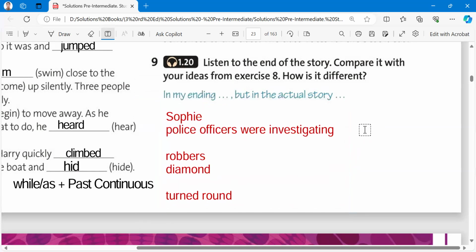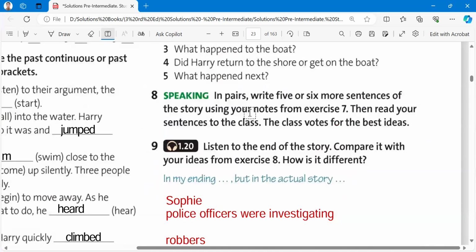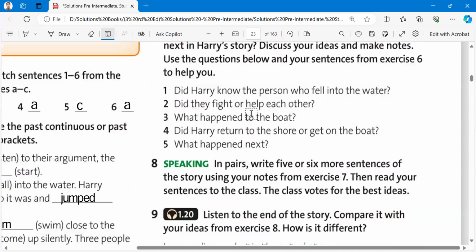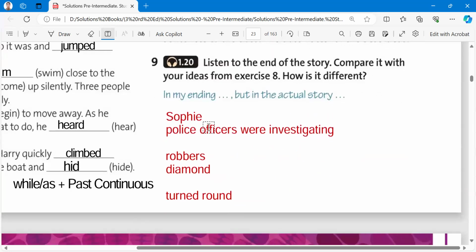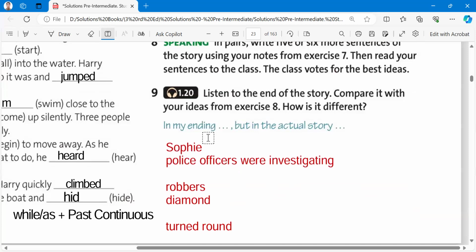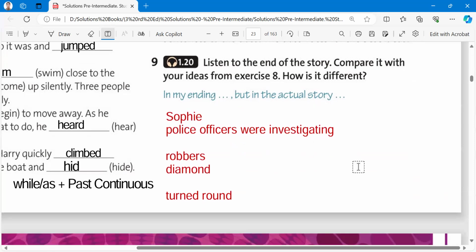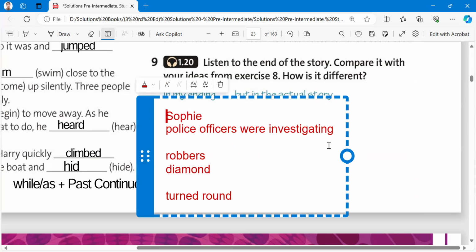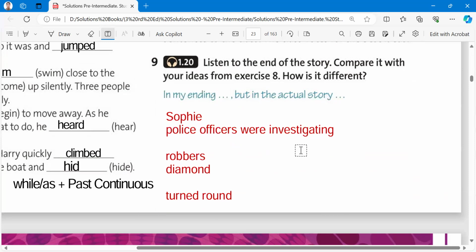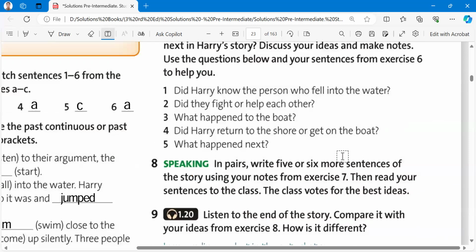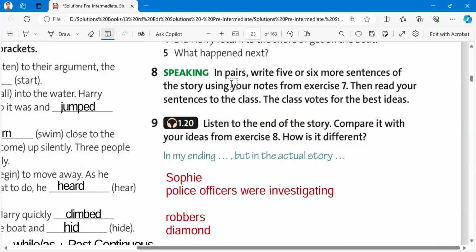Oh, it's really a sad story, right? In my ending, it didn't happen. What I talked to you about, it didn't happen. Here, Harry saw Sophie, and they were police officers who were investigating the robbery. Robbers were robbing a diamond, and one of them believed her, but another didn't. And one of them pushed her into the water, into the sea. Yeah. Okay, you can re-listen to it again. Yeah, that's a really sad story, right?